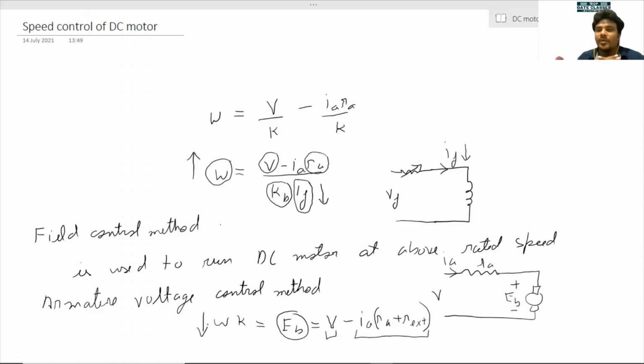If I ask you that a motor rated speed is 1500 RPM, and I want to run it at 1100 RPM, which method will we use? Field control method or armature voltage control method? Easy question. The answer will be armature voltage control method. And if I say that I want to run it at 2000 RPM, then surely the field control method will help you.